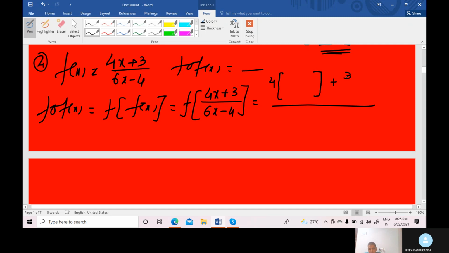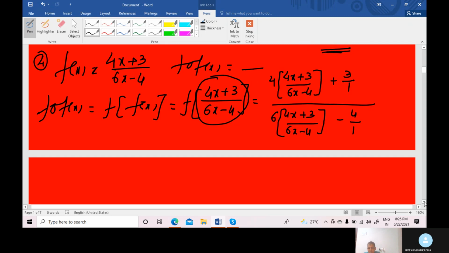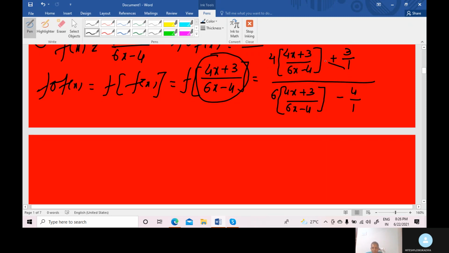4x plus 3, and denominator 6x minus 4. Now for the function f(x), this is your x. Place here (4x plus 3) over (6x minus 4), in both numerator and denominator. Now cross multiplication, numerator and denominator. The LCM is the same here, so we cannot write the LCM. Okay, direct cross multiplication.